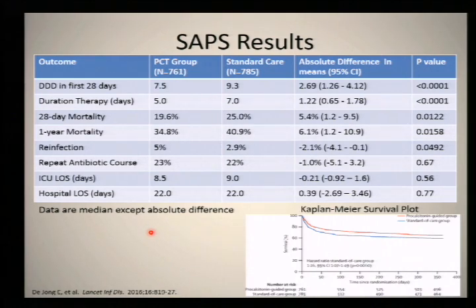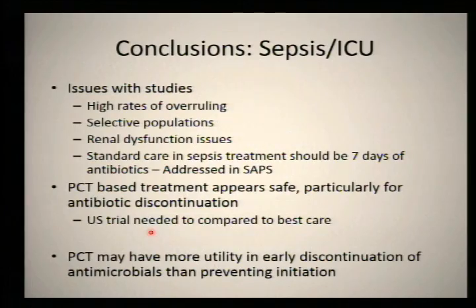Now that's for the population. For individual patients, we can certainly cut things down, I think, depending on what's going on. So some of the issues with ICU studies: lots of overruling, selective populations. Renal dysfunction is an issue in these ICU studies. And then, the other thing was standard of care. That SAP study that I showed you really addressed this issue. This is something I've brought up when I've talked about this before. But man, the standard of care in those ICUs is 7 days.